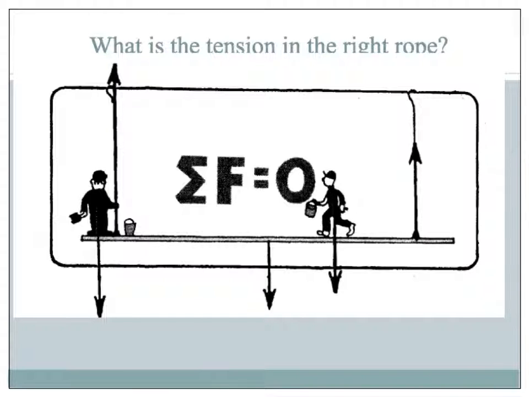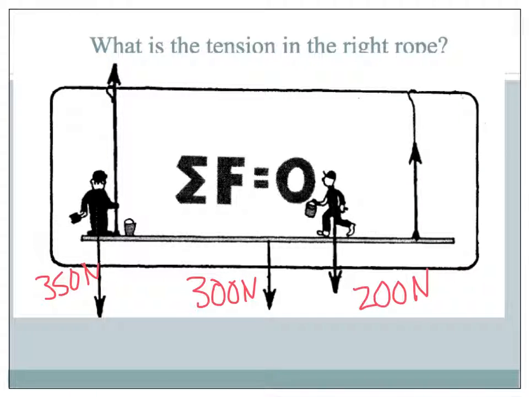You're going to want to start by labeling all the parts that you know. We heard that the staging itself weighs 300 newtons. It's supporting two painters, one that's 350 newtons and one that's 200 newtons. It also said that the tension in the left rope is 500 newtons. Now, we want to make sure that we've applied appropriate signs. We said anything in the up direction is positive, and anything in the down direction is negative.